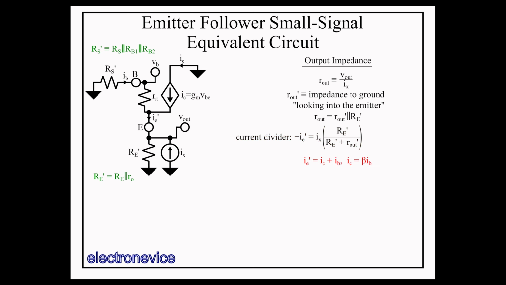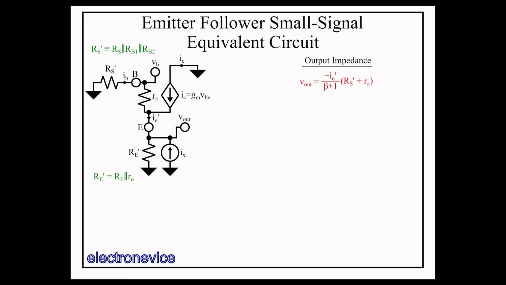Noting the current IE' is equal to IC plus IB, and that IC is in turn equal to beta times IB, we can get an expression for IE' in terms of IB, then invert that equation so that we have an expression for IB in terms of IE'. Now that we have an expression for IB in terms of IE', we take a look at the circuit loop containing Vout, Rπ, and Rs' and apply Kirchhoff's voltage law to it. This allows us to construct an expression for Vout in terms of IB and known resistances. So, substituting in our expression for IB, we get this equation.